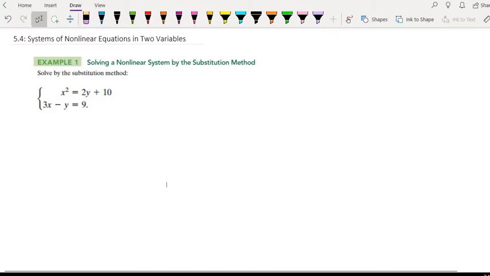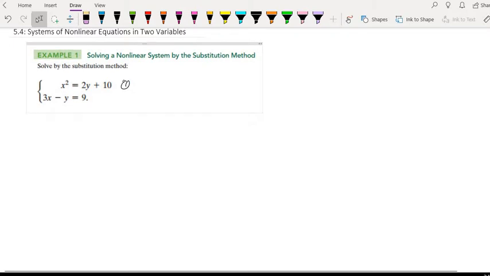Hello guys, so today we're going to study 5.4, systems of nonlinear equations in two variables. Example 1, we have to solve this by the substitution method. We'll call this the first equation, and this is my second equation. If you look at the first equation, that's a quadratic equation. The second one is a linear equation.